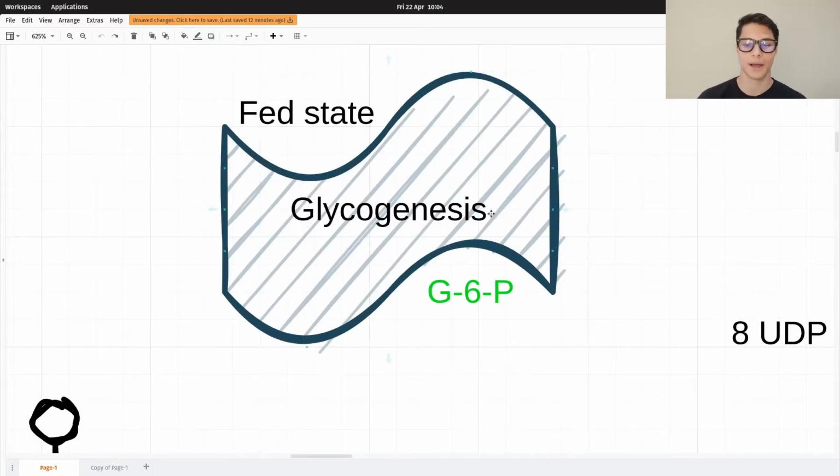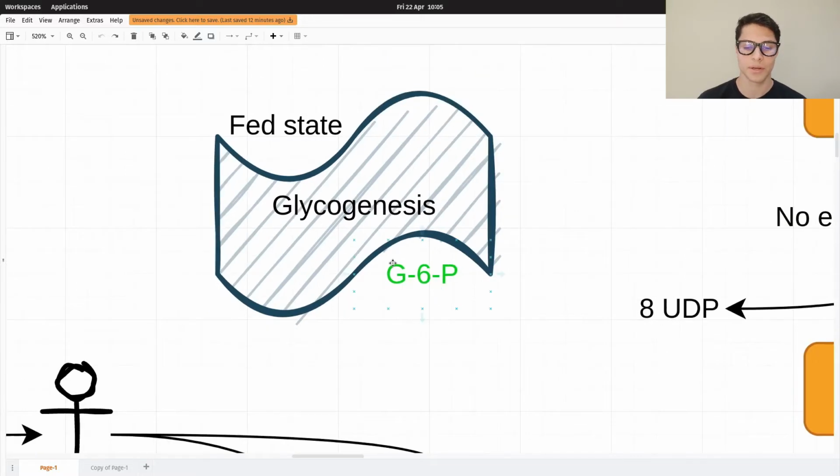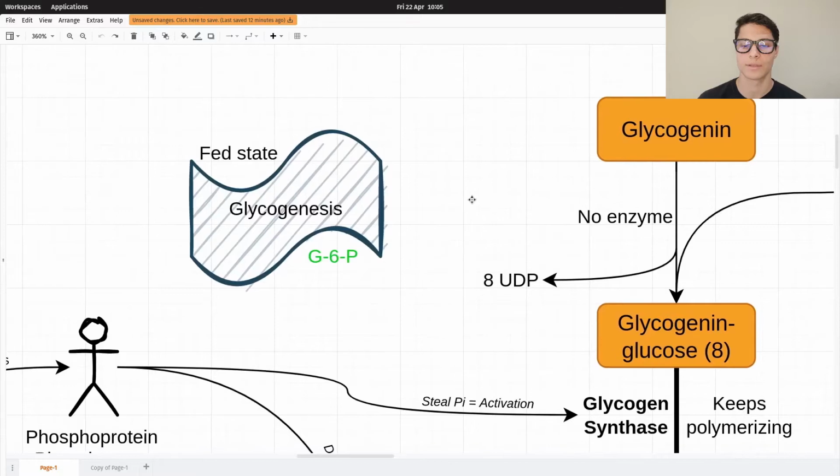glycogenesis. That's called glycogenesis. It happens in the fed state after we eat maybe some carbohydrates, maybe some bread, pasta, lasagna, something that spikes our insulin. And this process is allosterically regulated by the quantities of glucose 6-phosphate. If there is a lot of glucose 6-phosphate, this process is activated.